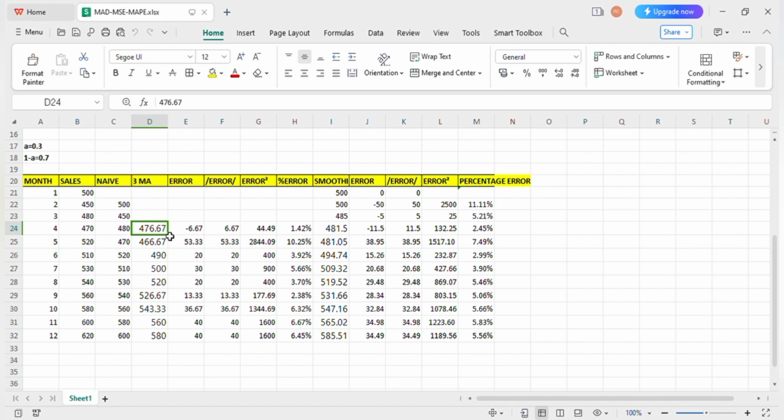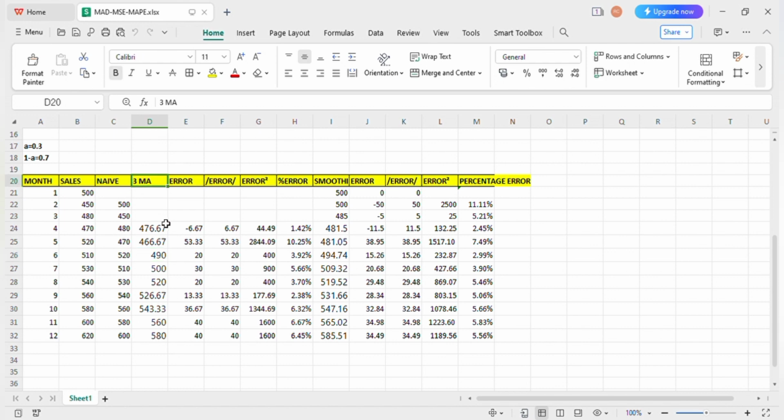476.67. To find the fifth period, we consider the second, third, and fourth periods, and divide by 3 to get 466.67. To find the sixth period, we consider the third, fourth, and fifth periods, and divide by 3 because we consider 3 months here. So we have the result of 490. That's the principle of how we get the result of the three moving averages.